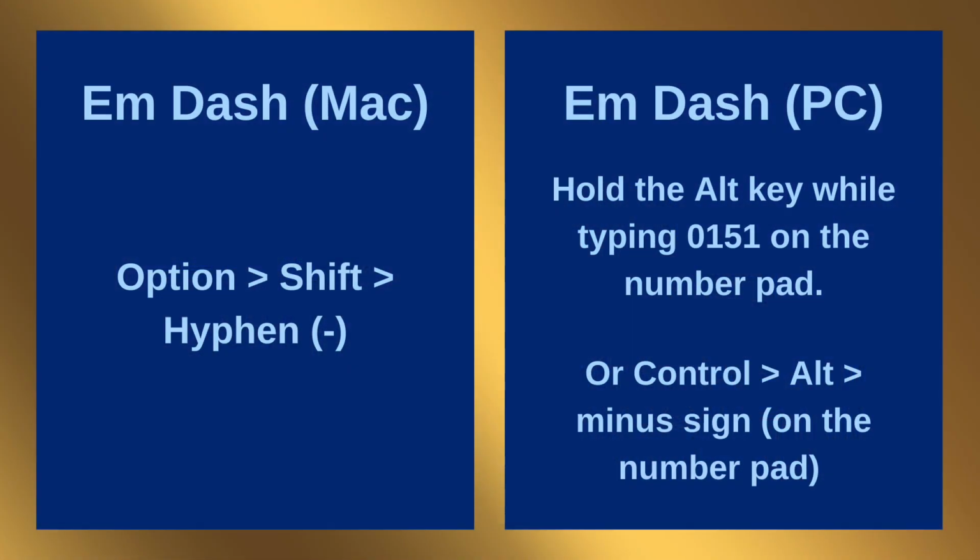But another way is to use a keyboard shortcut. For a Mac, that would be holding down the Shift and Option keys while pressing the hyphen. On a PC, you can hold down the Alt key and type in succession the numbers 0, 1, 5, 1 on the number keypad, not above the keys. It has to be the number keypad for this. Or you can press and hold down the Control key, the Alt key, and the minus sign on the number pad. This can't be the hyphen above the letters on your keyboard. If you do use the hyphen with Control Alt and the hyphen above the letters on the keyboard, you're going to change your cursor instead of creating an em dash.